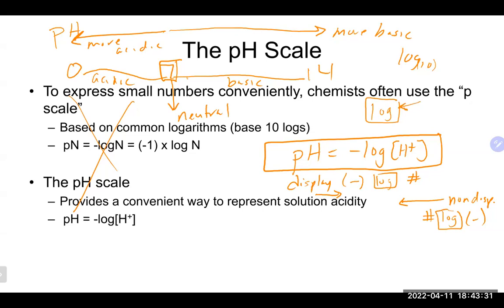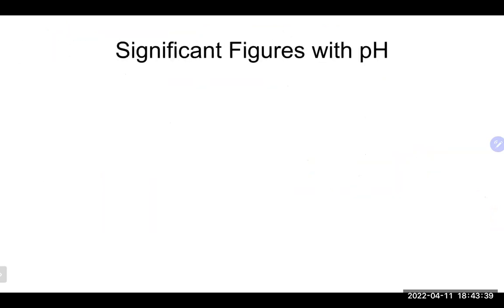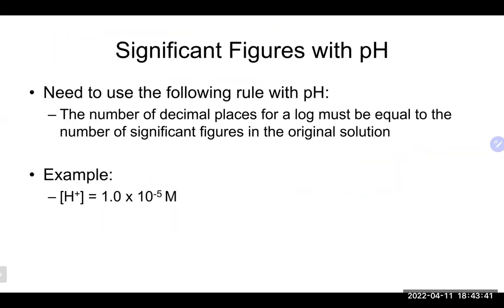So we use pH to help us determine whether the solution is acidic, basic, or neutral. And let's talk a little bit about significant figures and pH. The number of decimal places in a calculation like pH will equal the number of significant figures in the concentration value. So let's be very clear on this. We're going from significant figures in the concentration to decimal places, not sig figs to sig figs.